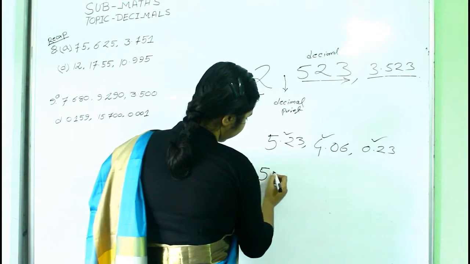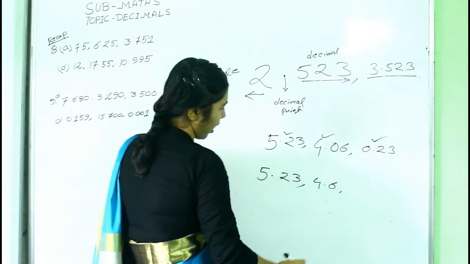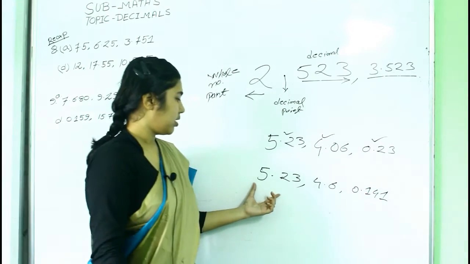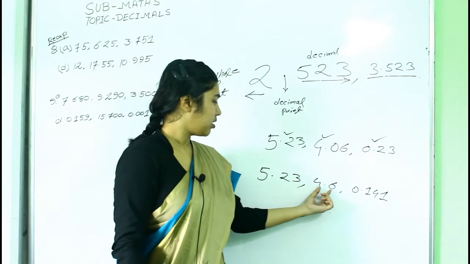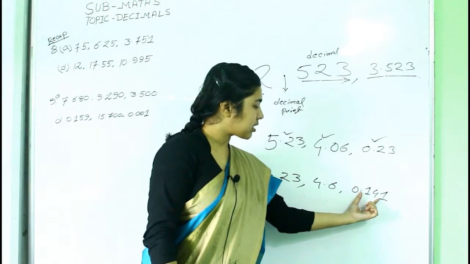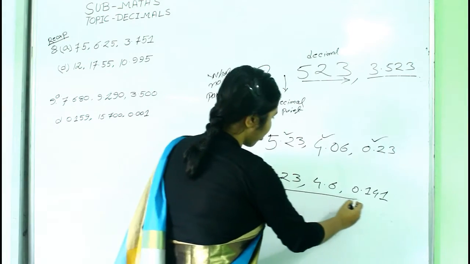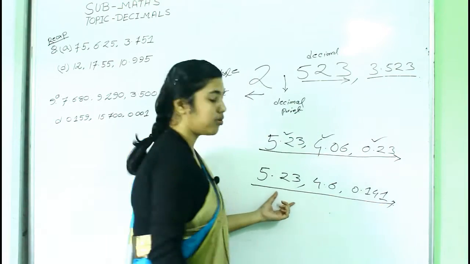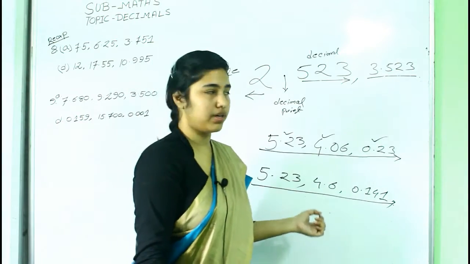But if we consider 5.23, 4.6 and 0.141, in this case the first number has 2 decimal places, but the second number has only 1 decimal place, and the third number has 3 decimal places. So this type of decimal numbers are known as unlike decimals or unlike decimal numbers.